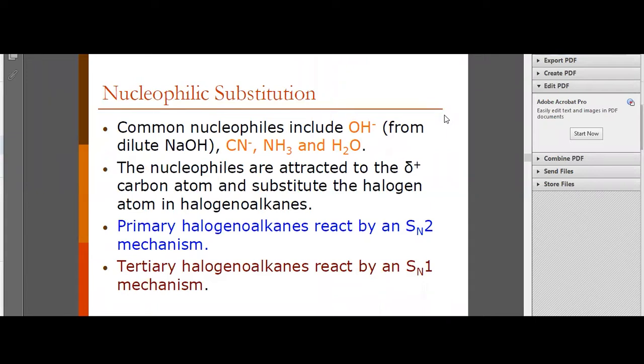We will learn about 4 types of nucleophile in these nucleophilic substitution reactions. Those are OH minus from dilute NaOH, cyanide, CN minus, ammonia, NH3, and H2O. Please remember that primary halogenoalkanes react by SN2, while tertiary will react by the SN1 mechanism.